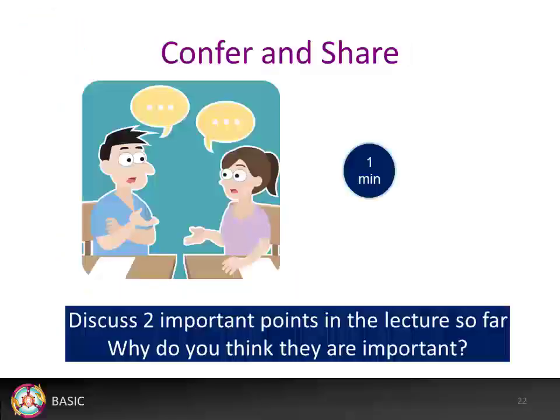Spend a minute to reflect on what you've learned so far. Think of two important learning points and why they are important.